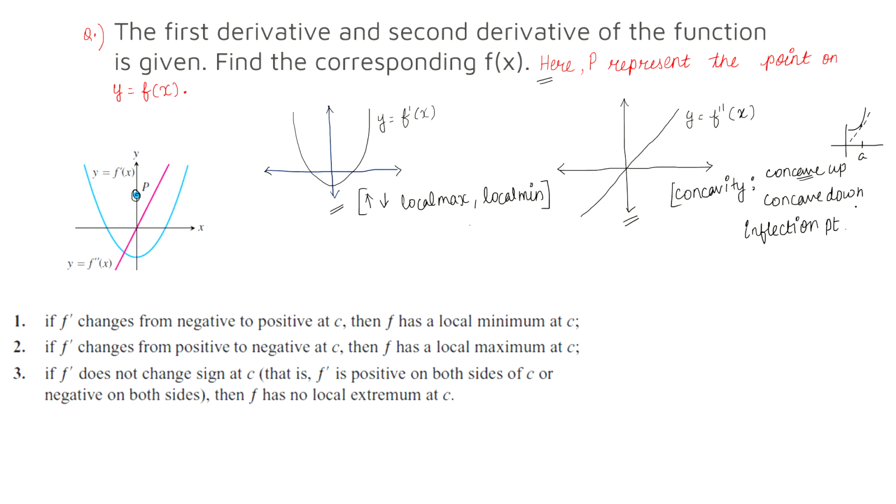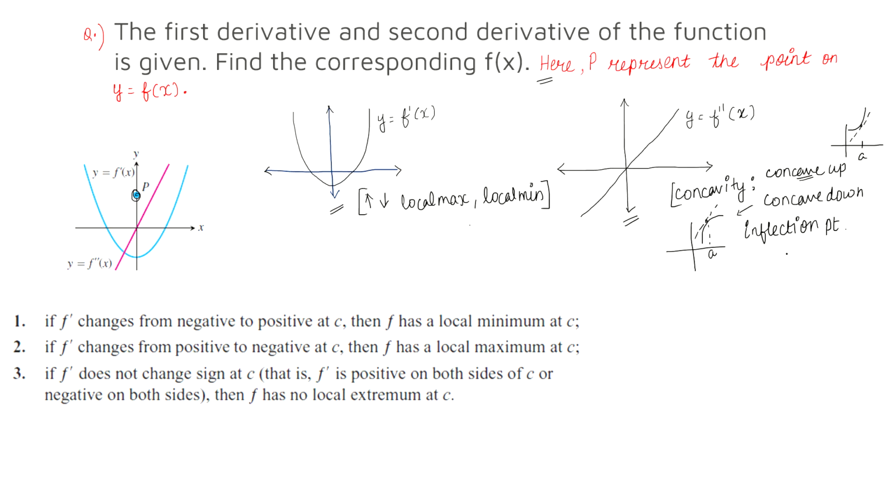Then similarly we say that the graph is concave down if the graph lies below the tangent at a point. If this is point A and this will be the tangent at point A, we can see that the graph is lying below the tangent. So this is concave down.